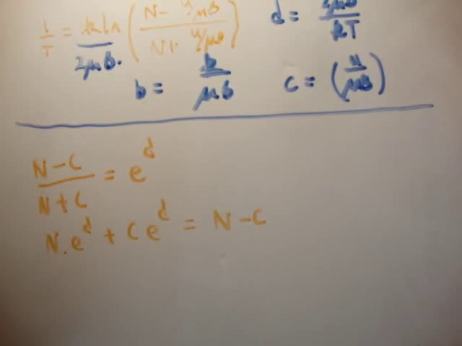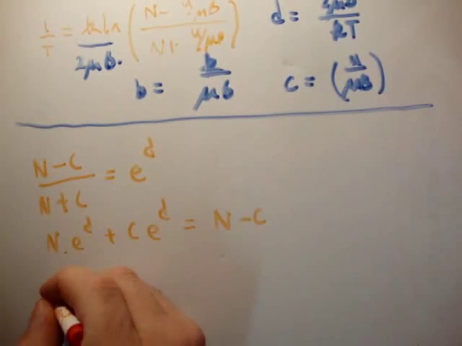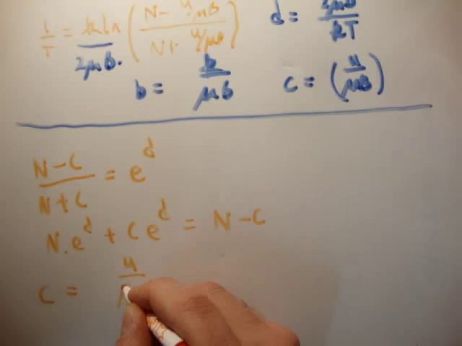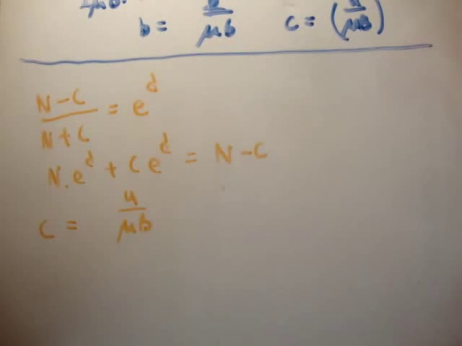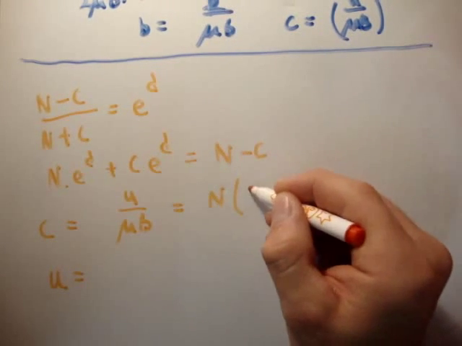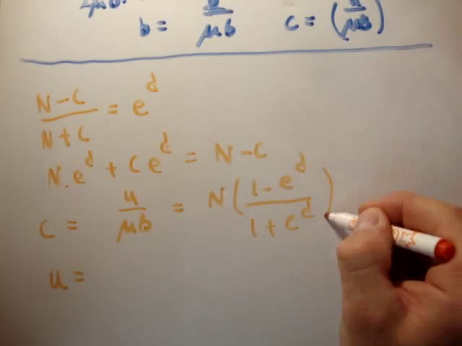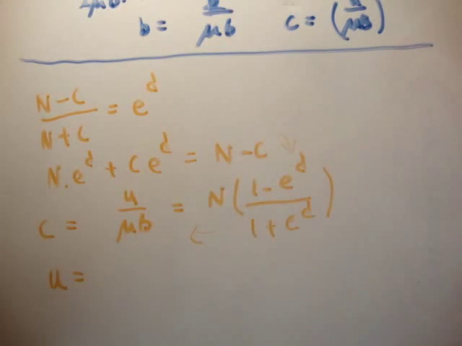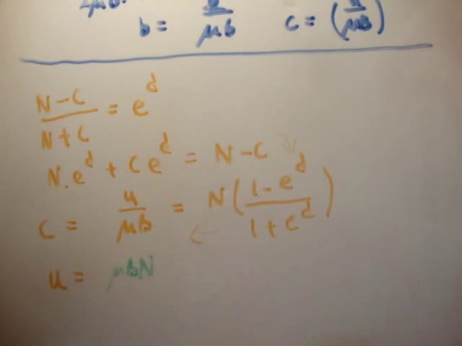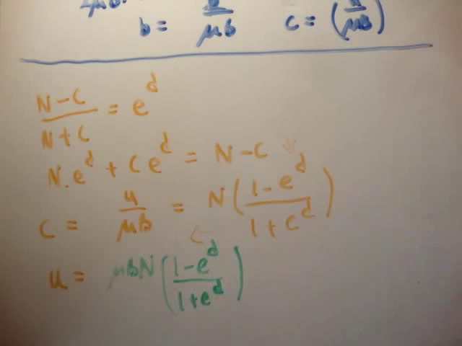Okay? Now, if you rearrange that for U, which is basically rearranging for C, we need to get C, and I'm telling you, you can do the rearrangement, and you're going to get C is equal to U over mu B. By the way, I may as well write out where that came from. That was 1 minus e to the D divided by 1 plus e to the D. Okay, went like that. Alright, so finally U is equal to mu B N times (1 minus e to the D) over (1 plus e to the D), like that.